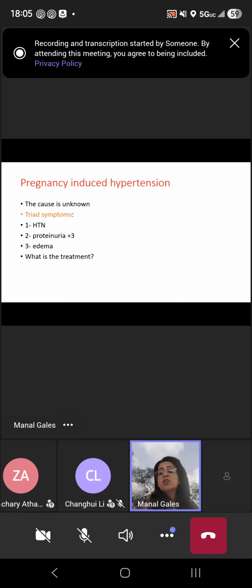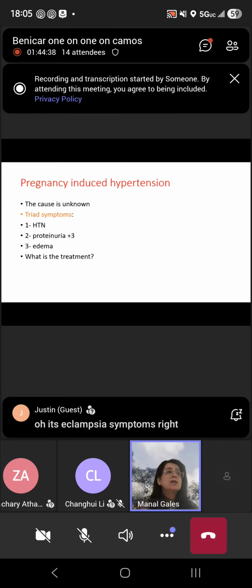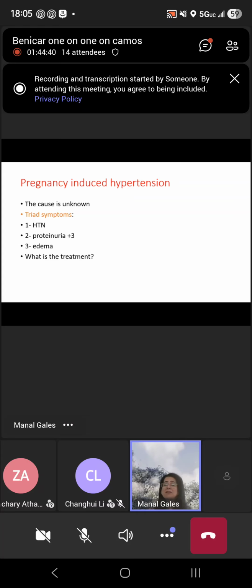Let's talk about blurry vision and the headache. It is not a magnesium sulfate toxicity, but good job, Justin. You brought blurry vision, you brought headache. Yes. So let's go back to the same lady. She's Samantha, the same lady who has preeclampsia.